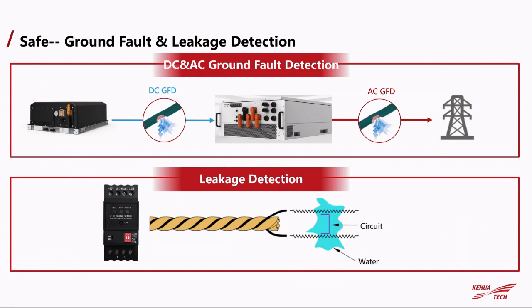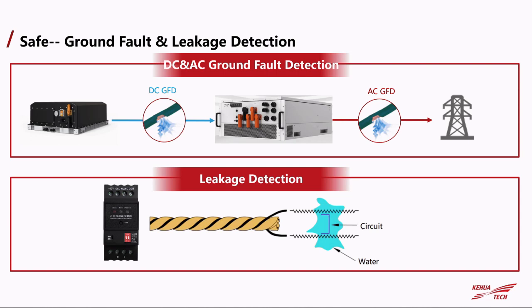And also for the safety feature, we have ground fault detection. You can see between the battery pack and the converter, it's the DC side. And from the converter to the grid, it's the AC side. We can detect the ground impedance. If the impedance is less than a certain value, we can send an alarm to the controller of the energy storage system. And the energy storage system will shut down the converter to protect the whole system.